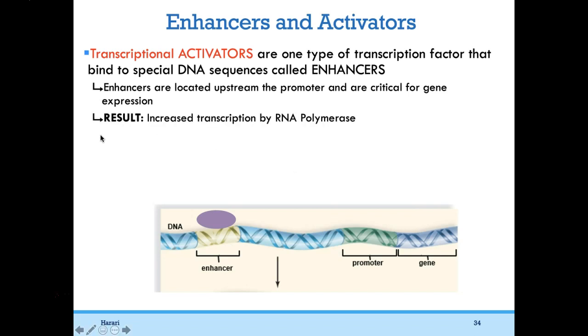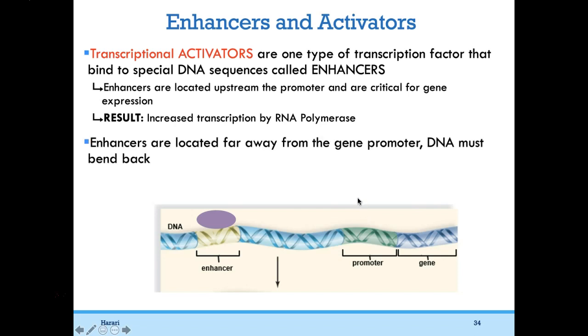What the enhancer is going to do overall with the activator is increase transcription by RNA polymerase. So an activator has to first bind to the enhancer, which is a sequence of DNA, and then together the activator transcription factor and the enhancer will loop over to the promoter and increase transcription by RNA polymerase. And again, the enhancers are located far away from the gene promoter, so the DNA is going to have to bend and make what's called a hairpin loop, in order to increase transcription.